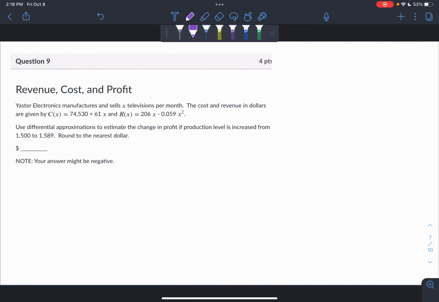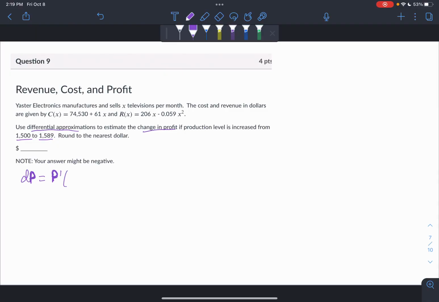Okay, question 9. Again, another differential approximation. Now we want to know the change in profit if production is increased from 1500 to 1589. So again, dP is equal to P prime. And so when I say this P, this is going to be my profit. Whereas the smaller P is my price from the price demand. But I don't think that comes into play here. But anyway, that's just the notation I'll use throughout this class. Again, we want P prime x dx.